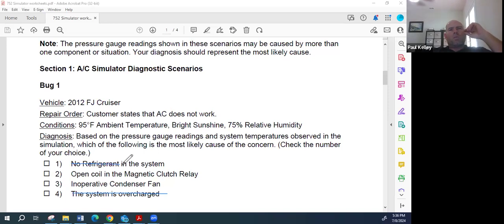Aiden is going to eliminate number one. So here we are at an open coil, a magnetic clutch relay, or an open condenser fan. One and four, because we hooked the gauges up, we know what we've got, right? That would be a good thing to know. Now, how can we eliminate that?